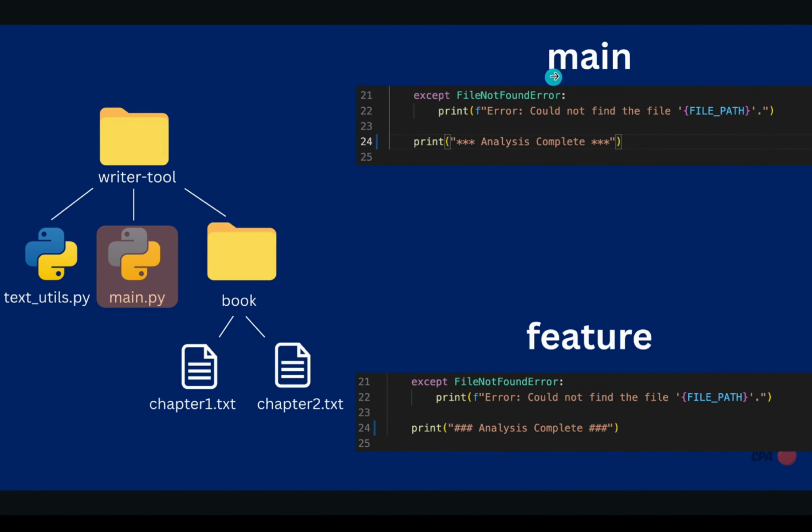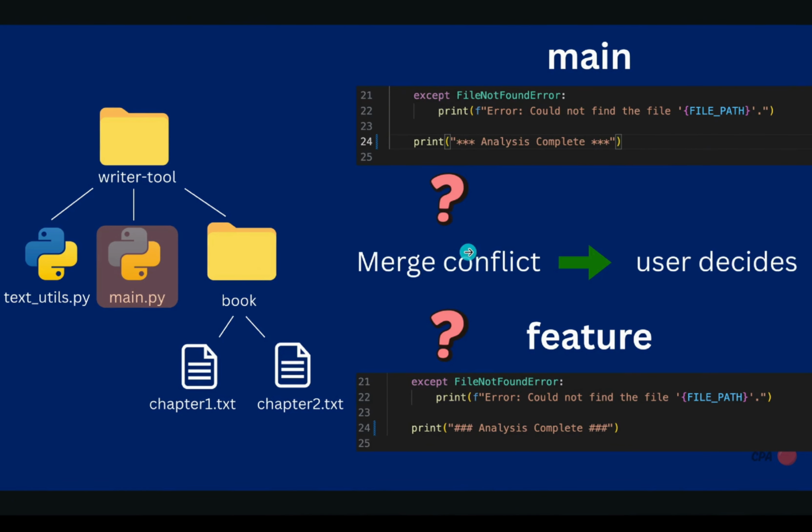But as you can see, both of the main and the feature branch have changed line 24. So that's why Git doesn't know which version to keep, and that's why it raises this merge conflict. And it asks the user to decide which version to choose. Let's create the merge conflict and see how we can resolve the conflicts.